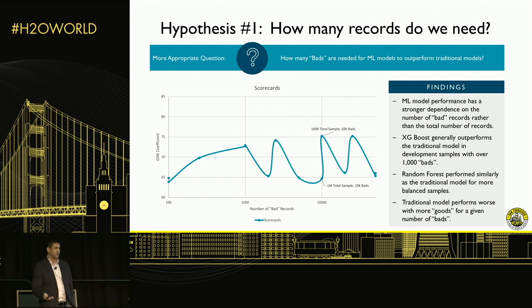And generally beforehand, I thought, hey, you need more records to build a better model. That's not always the case. If you have more records in this case, the model does worse. So that's the guidance we give our clients based on this research: you need 1,000 bads, and more records isn't always better in terms of scorecard models.